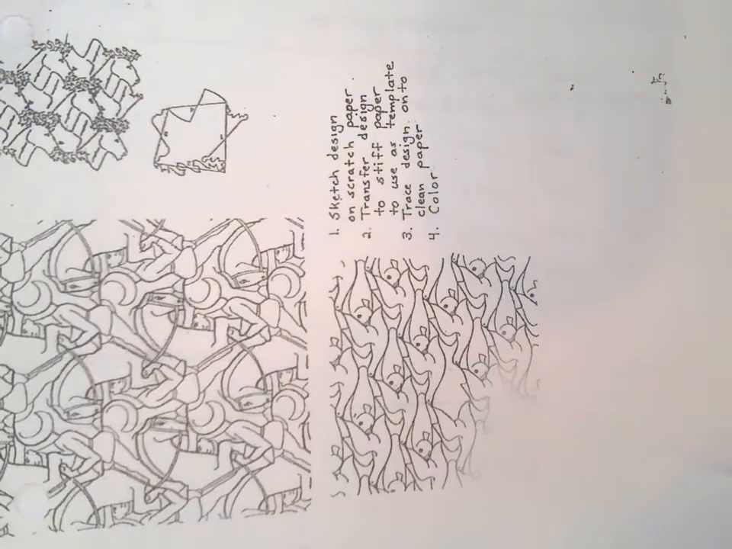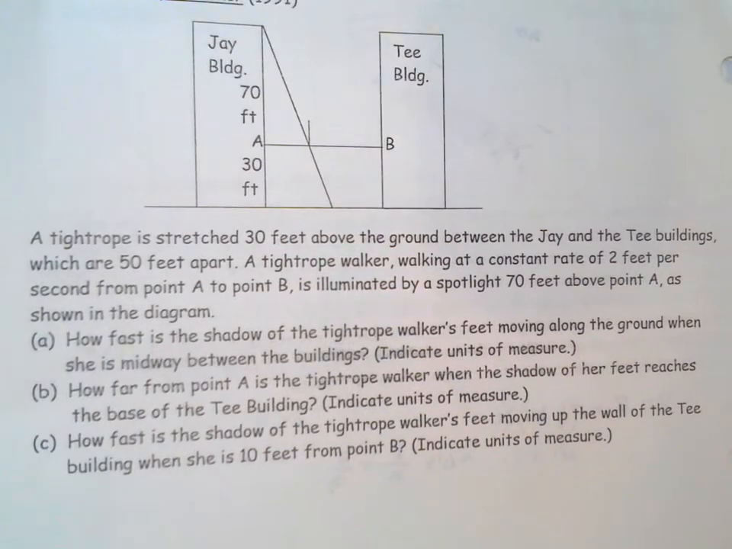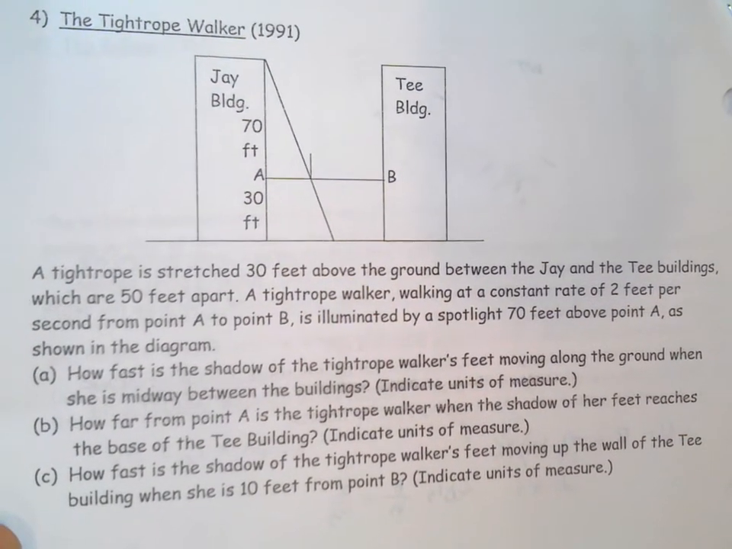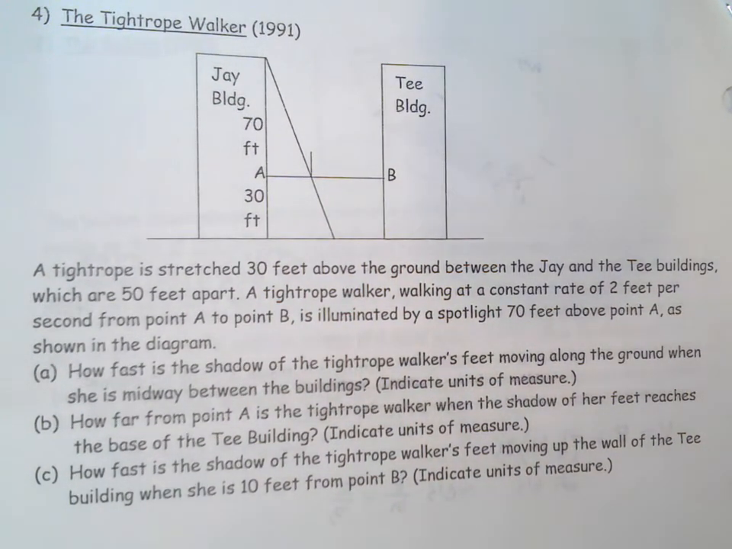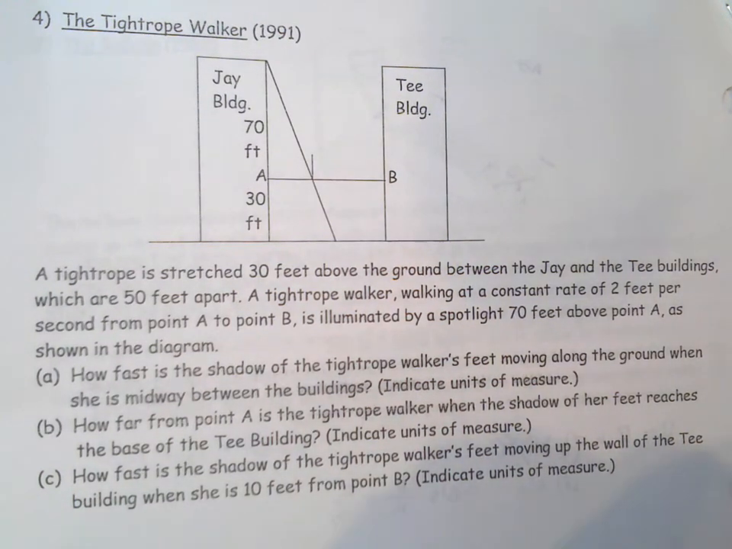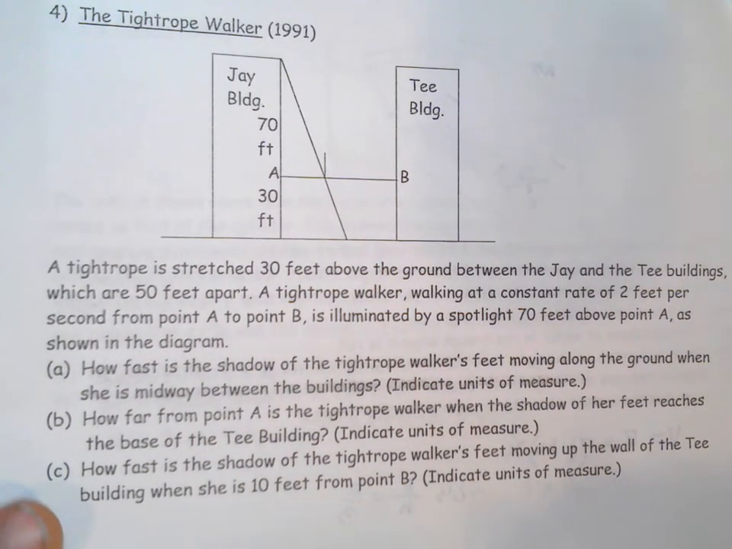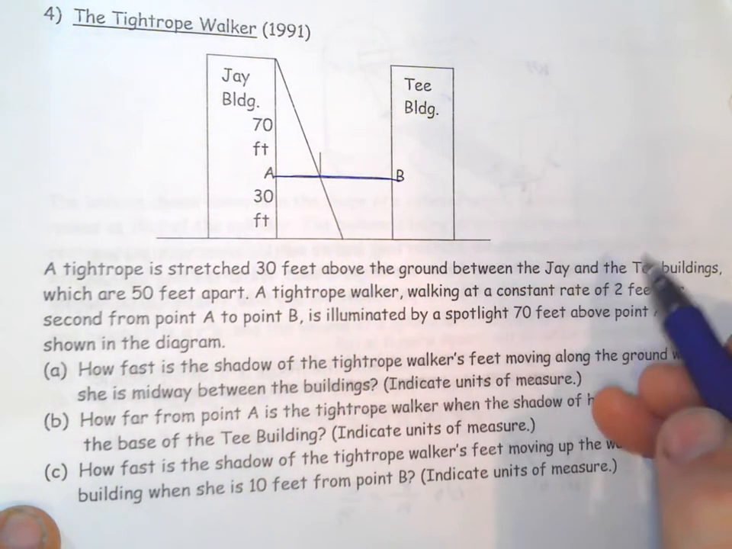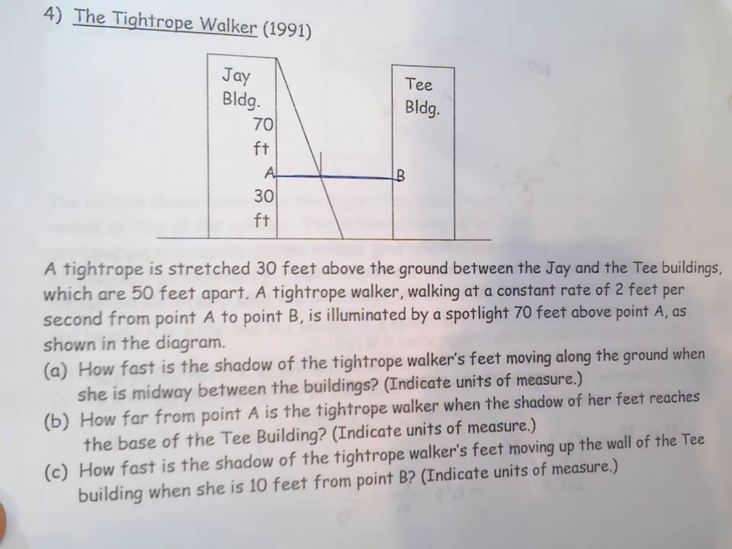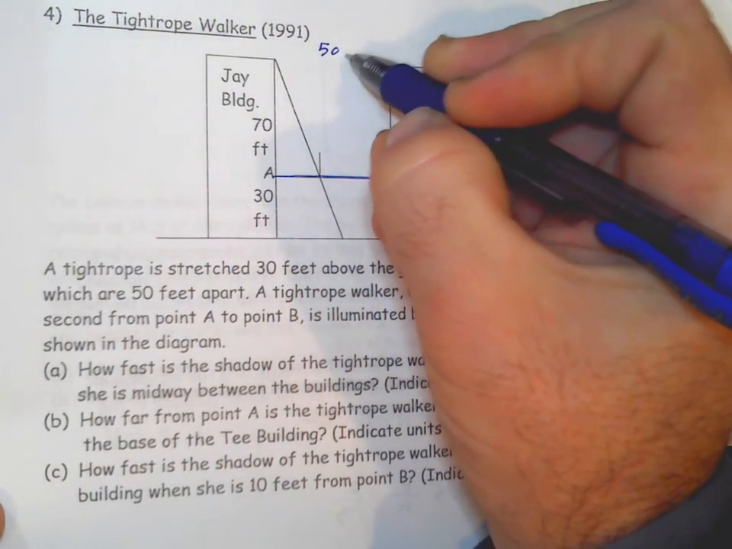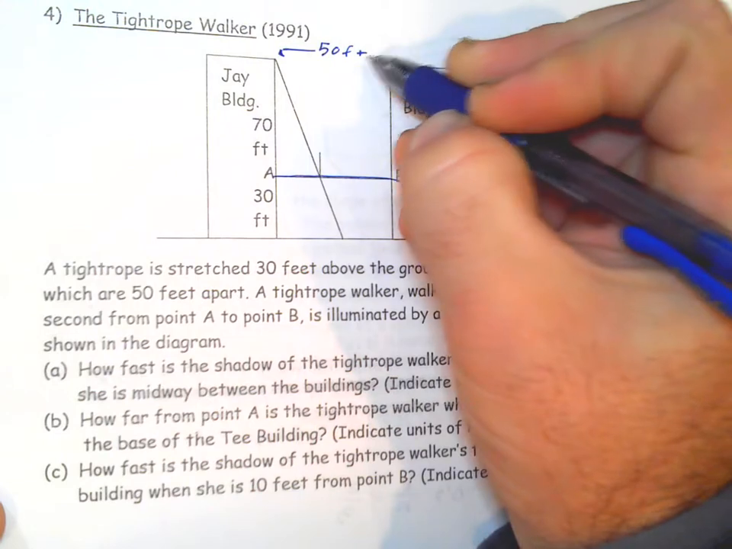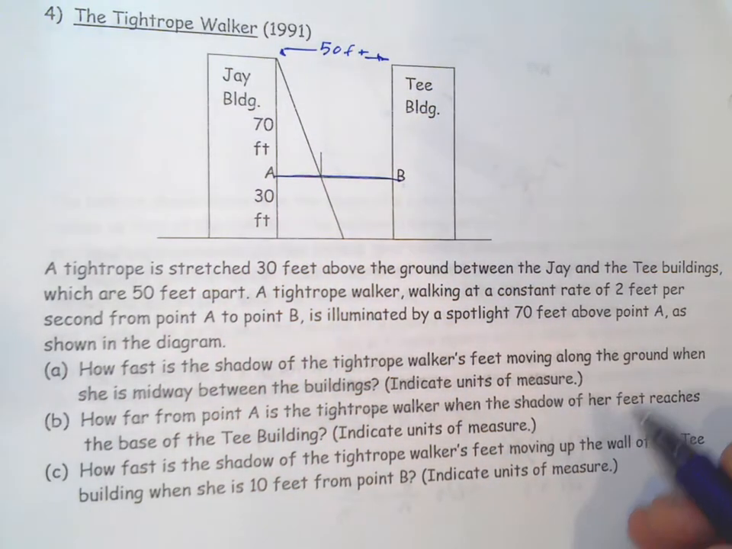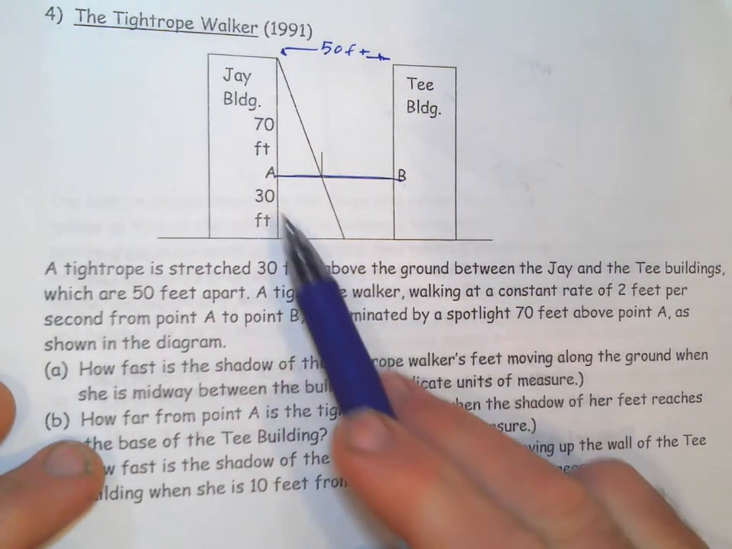Now, the problem in the back is really crazy. Tightrope walker. These are actually all problems that were on old AP exams. So this one's kind of crazy. It says a tightrope is stretched 30 feet above the ground. Okay, this is the tightrope right here. Between the J&T buildings, which are 50 feet apart, which isn't on the picture. So we should probably add that, right? And they're always 50, so I think that's never changing. This tightrope is always 30.